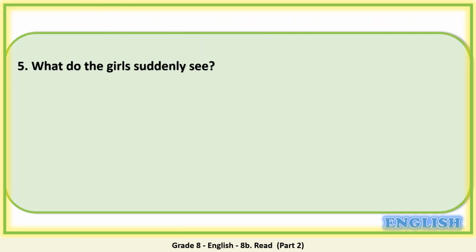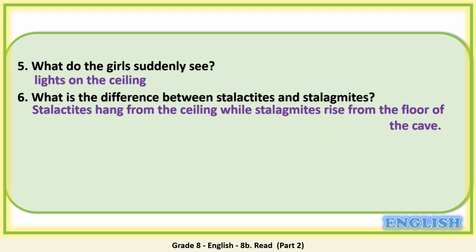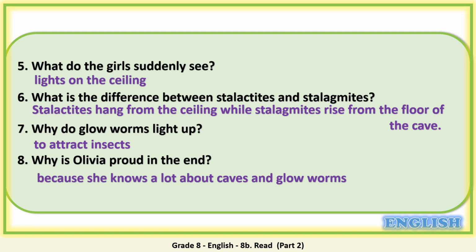5. What do the girls suddenly see? Lights on the ceiling. 6. What is the difference between stalactites and stalagmites? Well, stalactites hang from the ceiling while stalagmites rise from the floor of the cave. 7. Why do glowworms light up? To attract insects. 8. Why is Olivia proud in the end? Because she knows a lot about caves and glowworms.